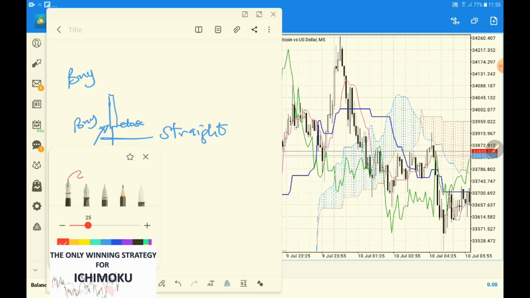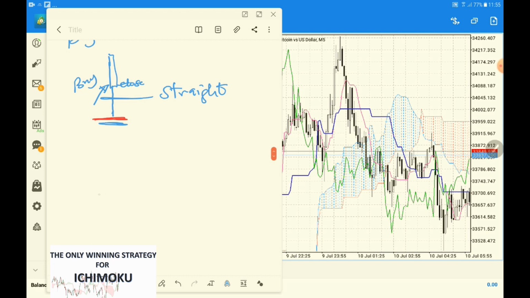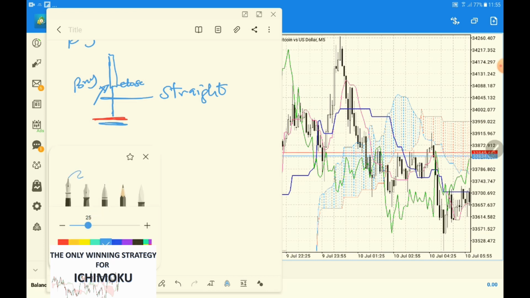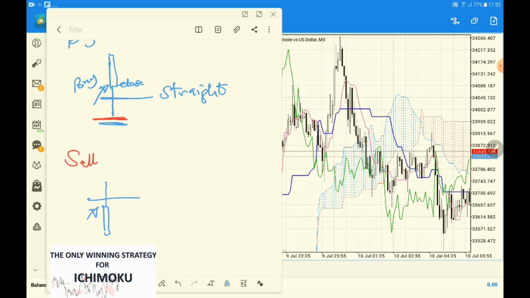For sells, we want to also see price meeting a straight horizontal Kijun-sen, but then price should break it and close below it. Close below it. So let me use the red for sell. So right here, we want to see price breaking a straight horizontal.